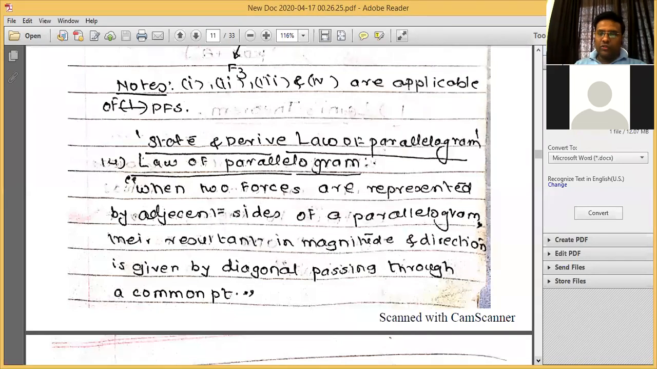The forces are acting as the adjacent sides of the parallelogram. For example, one force is Q, the other force is again Q. The magnitude is the same for both forces. They are passing through a single point, but their directions are different. Those are acting as adjacent sides of the parallelogram. Then their resultant can be calculated by the diagonal passing through their common point, and that resultant has a magnitude.